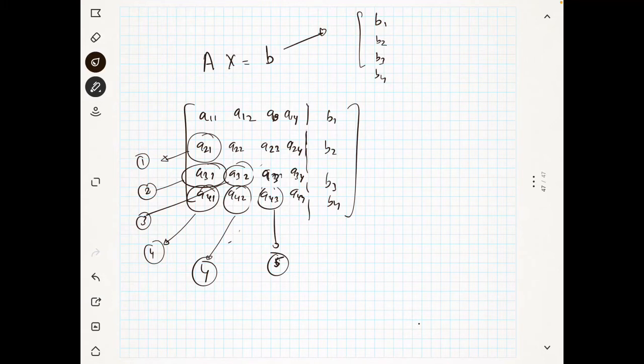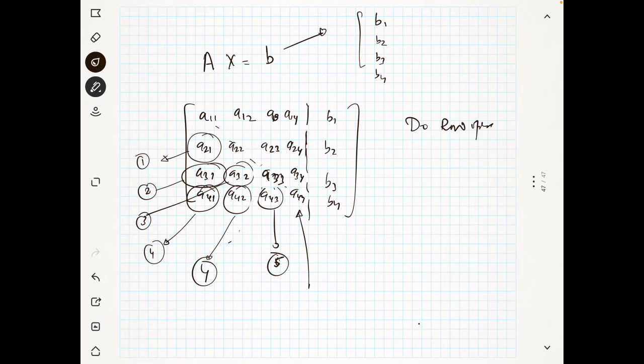So this is A33. So you will be having diagonal elements now, and finally you will be getting one equation which will be something like A44 tilde, that may be changing according to the row operations.